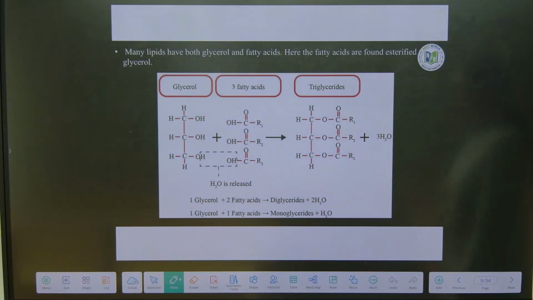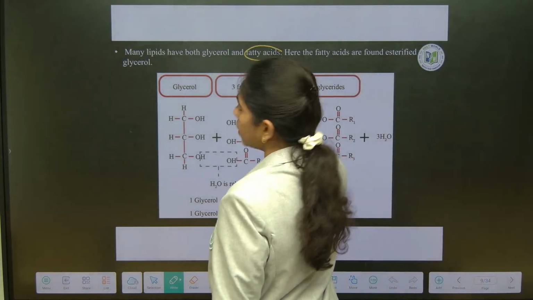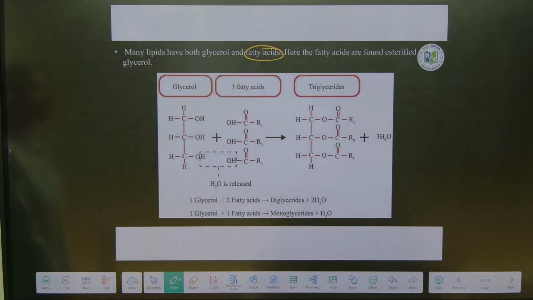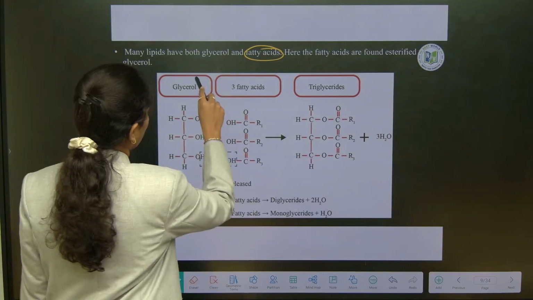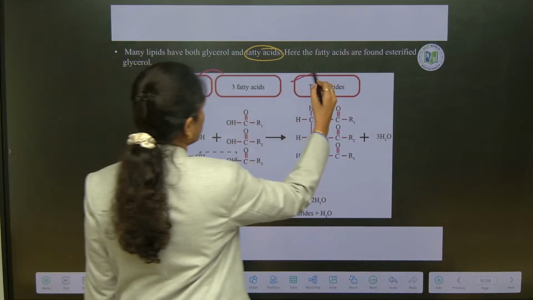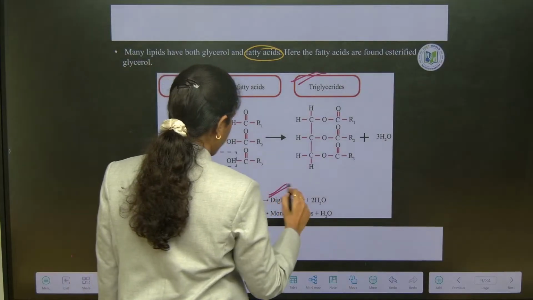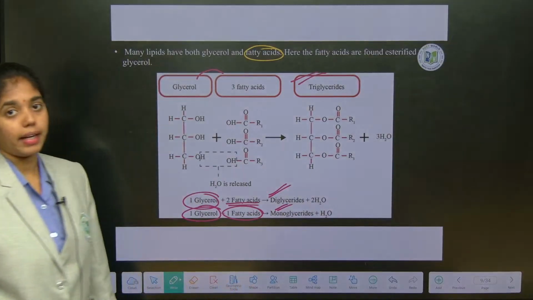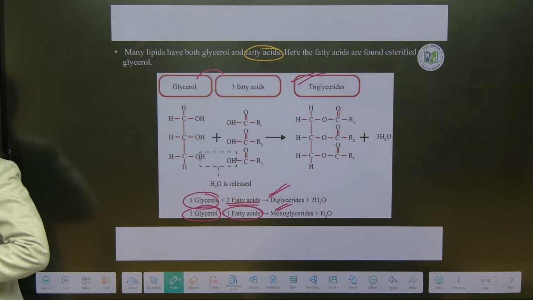Now you see glycerides. Here the fatty acids are found esterified to glycerol, like you see. Glycerol and 3 fatty acids is a triglyceride. One glycerol with 2 fatty acids will be a diglyceride. One glycerol with 1 fatty acid is a monoglyceride. Okay, fine. Clear till here? Yeah.